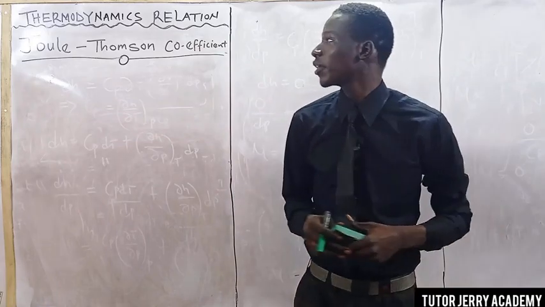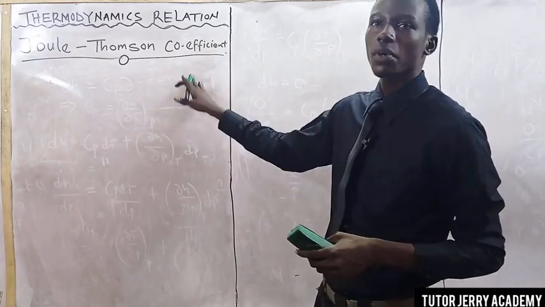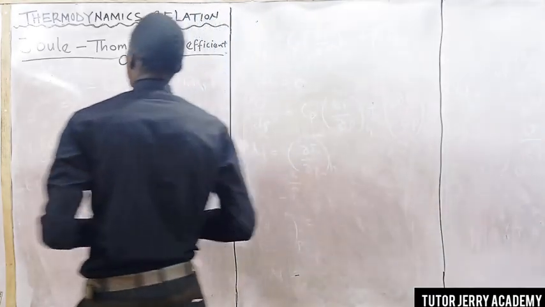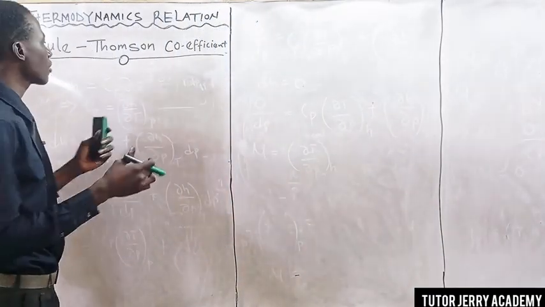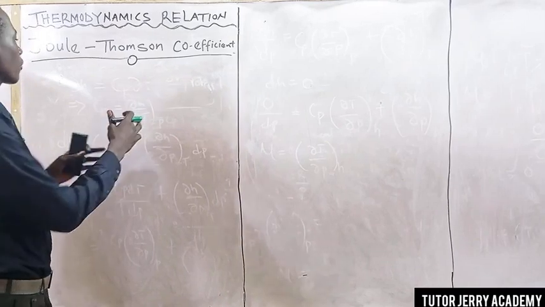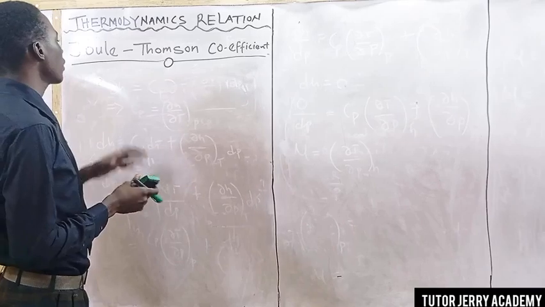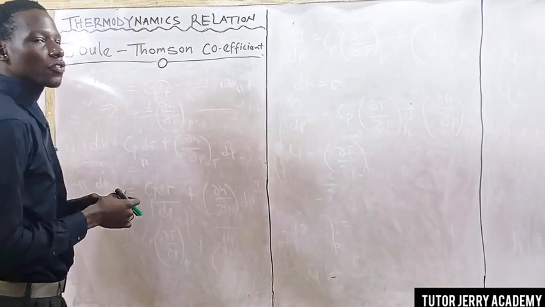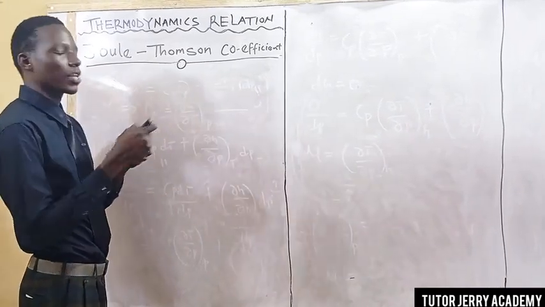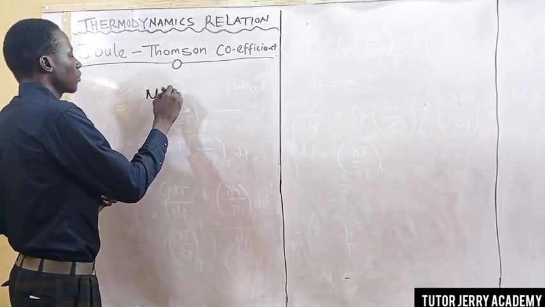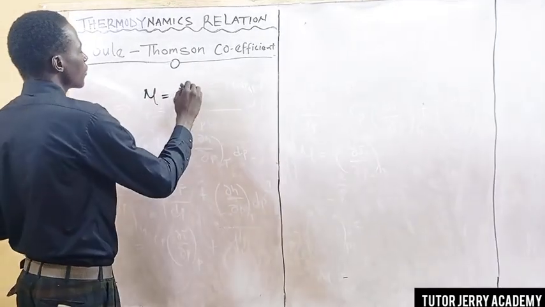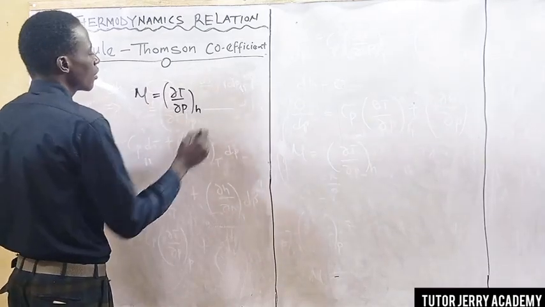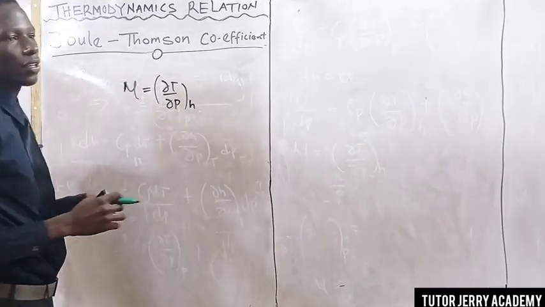Good day, viewers. Today we are going to be learning how to prove some relations under the Joule-Thomson coefficient. The Joule-Thomson coefficient describes how temperature changes during an adiabatic process at constant enthalpy. It is denoted by mu, and is the partial derivative of T over the partial derivative of P, keeping H, which is enthalpy, constant.